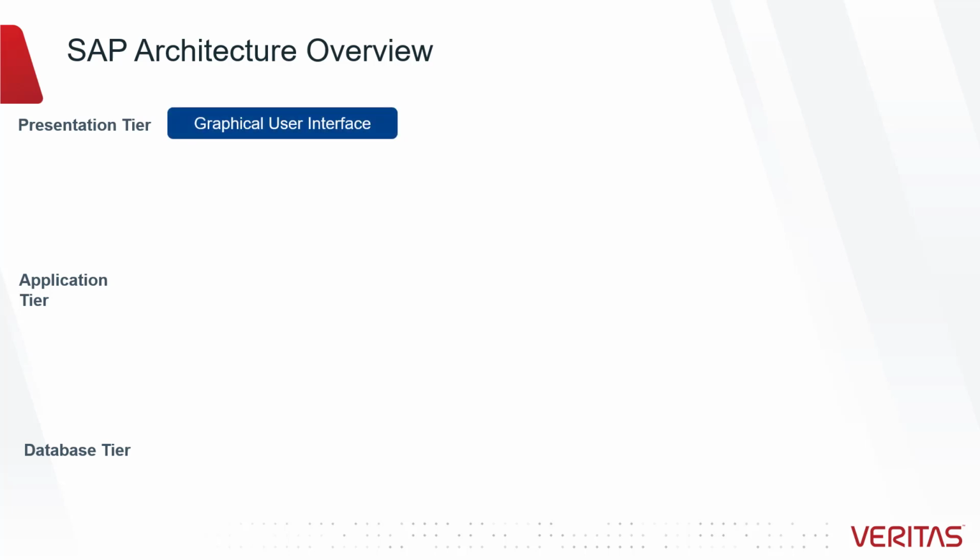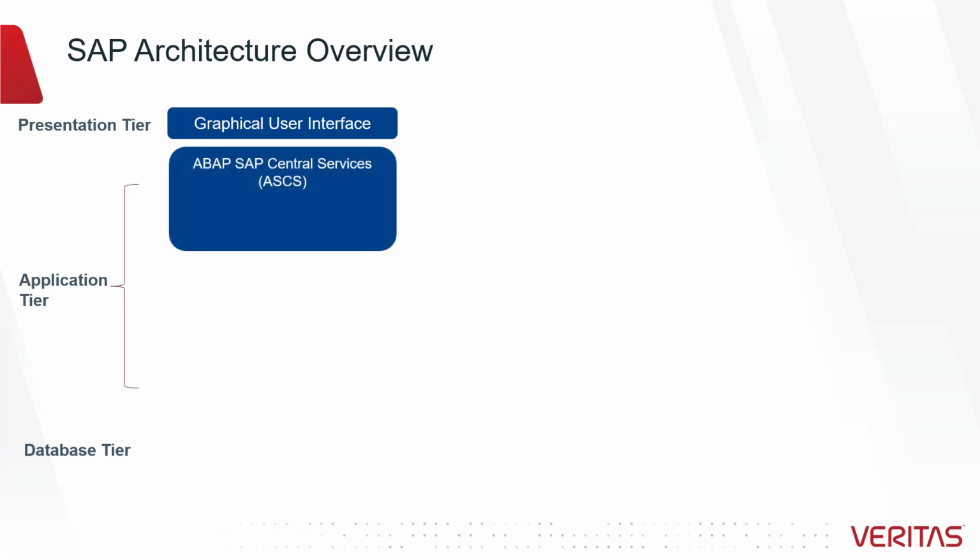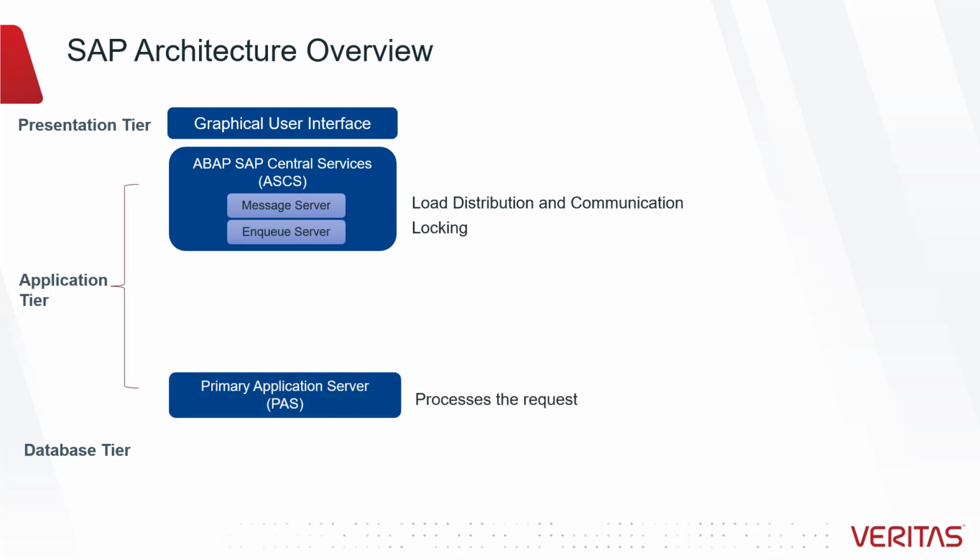The presentation tier is a graphical user interface that interacts with the end user. The application tier has two components: the ABAP SAP Central Services, composed of two parts: the message server, which handles the distribution of the load and the communication between the application server, and the in-queue server, which controls the locking mechanism. There is also the application server that handles the actual data processing of the request. The database tier is an in-memory database for storing the data.